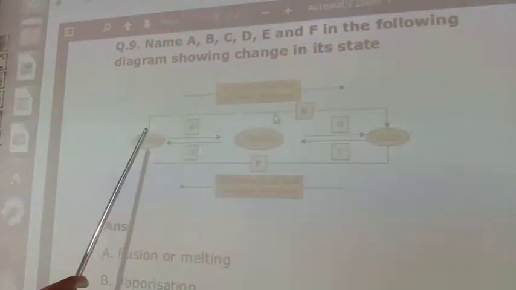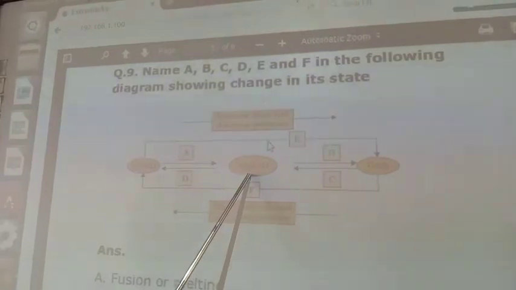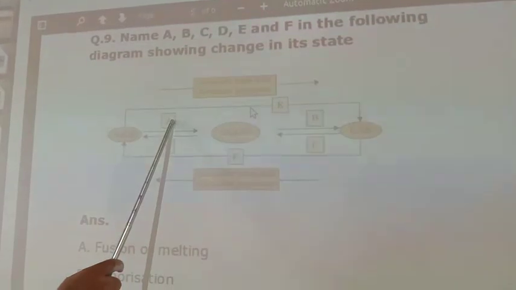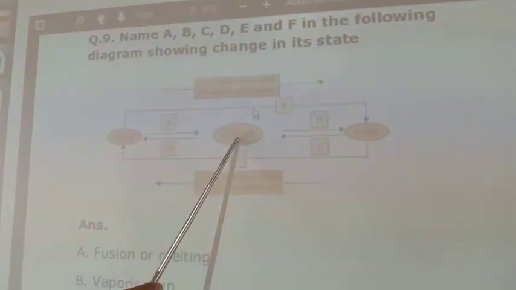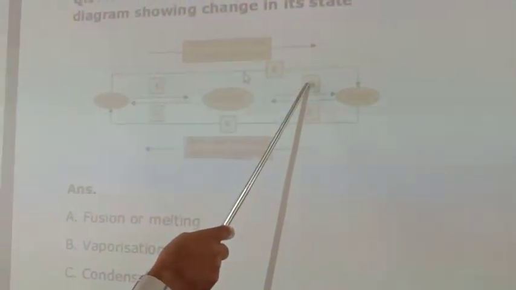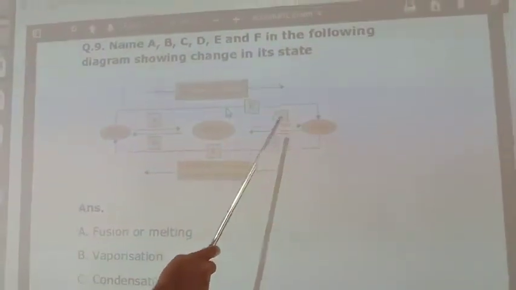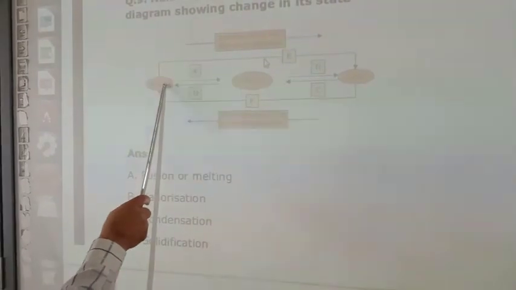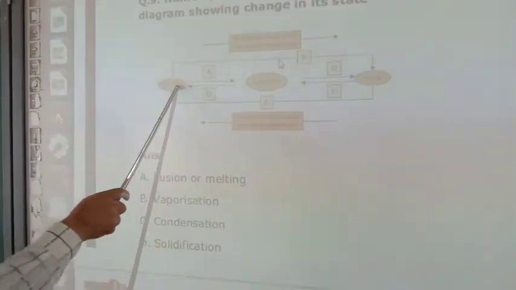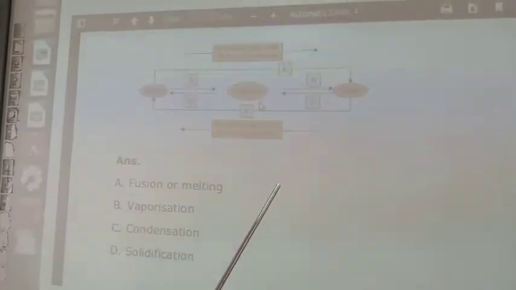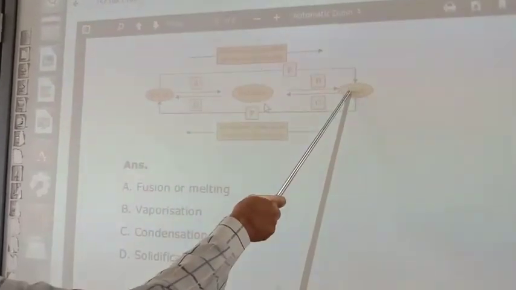The conversion of solid into liquid, what is the name of this process? Fusion or melting. So in place of A, you will write fusion or melting. Conversion of liquid into gas, what is the name of this process? B equals vaporization. Now conversion of gas into liquid, that is condensation. Conversion of liquid into solid, that is solidification, also known as freezing. What is the name of this process? Freezing.